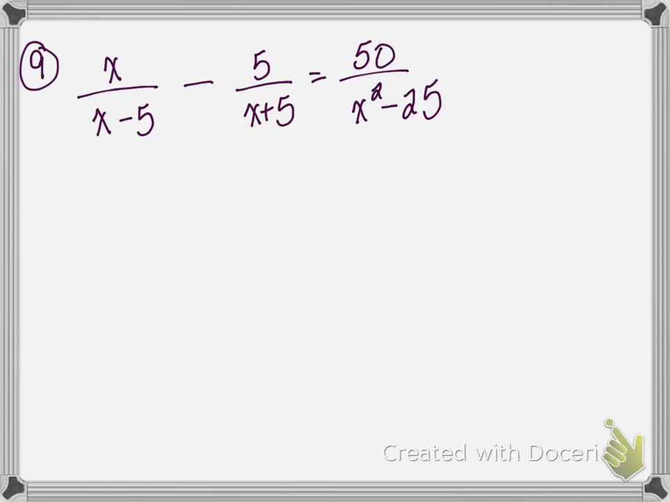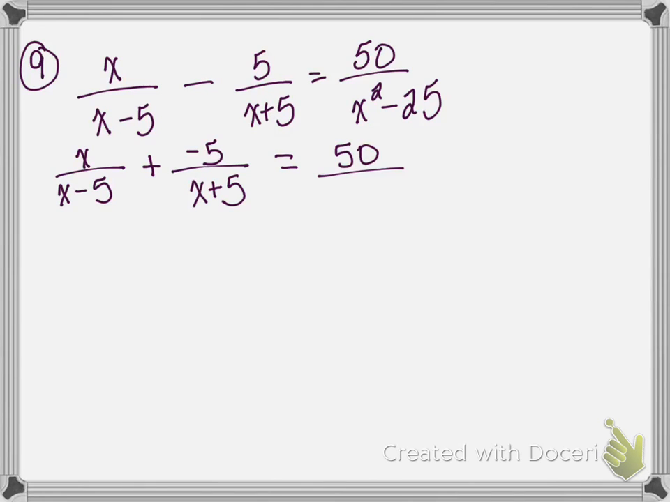Okay. So I'm going to rewrite this because I'm going to factor that denominator. So I have x over x minus 5. I'm going to make this plus, and I'm going to move the negative to the numerator. Then I'm going to factor x squared minus 25. That's x plus 5 and x minus 5.